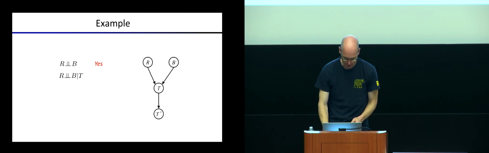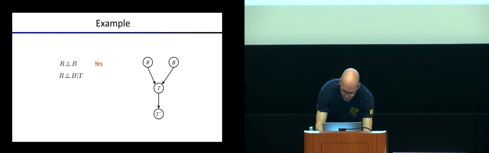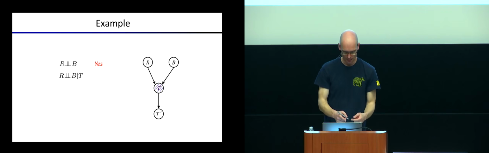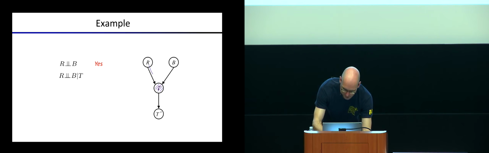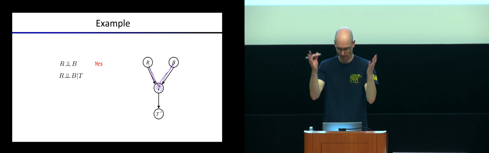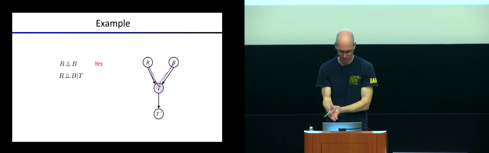Next one. How about R independent of B given T? Okay, there's some evidence. So first thing we do, we shade the evidence node. Then we look at all the paths between R and B. Still only one path. That one path is only one triple long. We look at that triple. Is this triple active or inactive? Well, it's a V structure, but there's evidence observed at the bottom of the V structure. We know in those scenarios that influence can run through that triple.